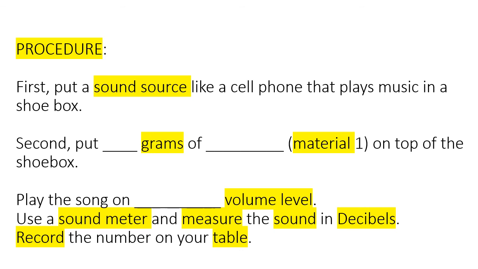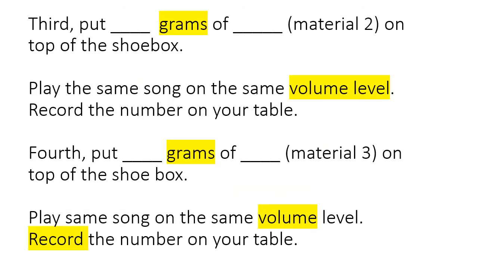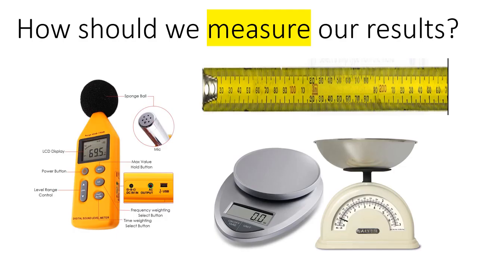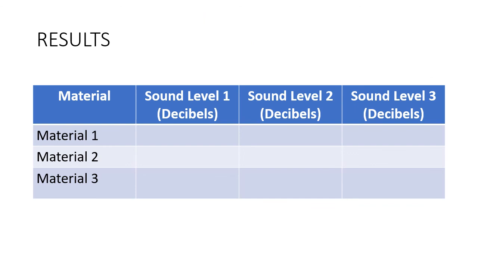This is just a procedure telling you how to conduct the investigation, first, second, next, and so on. So what should we use to measure our results? Should we use a tape measure or a scale or a sound meter? And then we could record our results. We like to test things more than one time to see if we're doing it the same every time.